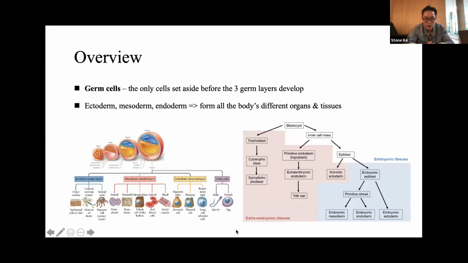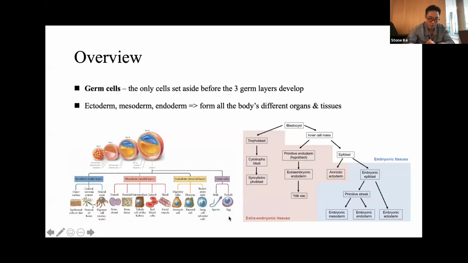This is just to kind of recap. I know I've been going quickly through this, so thanks for bearing with me. But if you look at the diagram on the left, you'll see that the 3 germ layers are responsible for just every tissue and organ in your body. The only exception being the germ cells. So your sperm and eggs are set aside before the formation of the 3 germ layers.